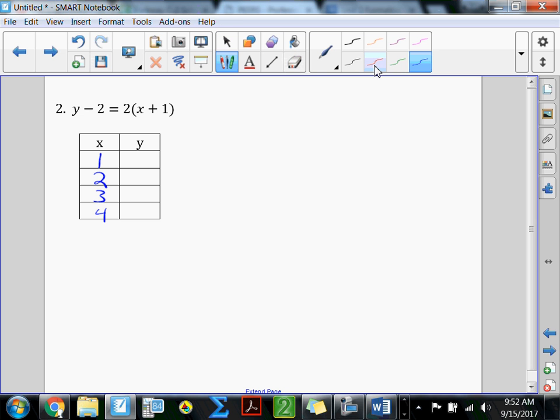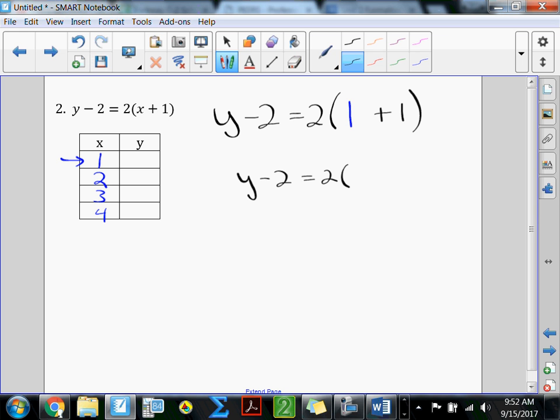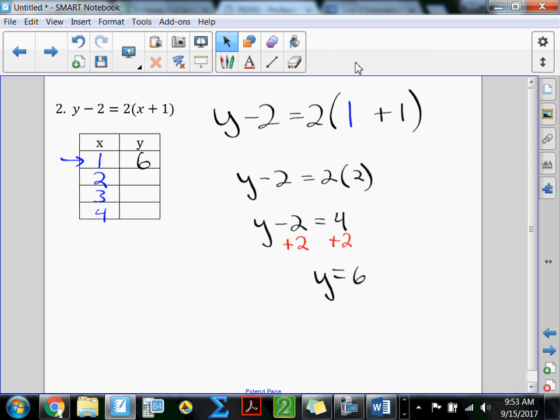If I kept the table how it was, y minus 2 equals 2 parentheses x plus 1. My x is 1 from my first spot in my table. And now I'd have to solve this equation. So y minus 2 equals 2 times 2. y minus 2 equals 4. I'm solving an equation. Add 2 on both sides. And y is equal to 6. So if I plug in 1, I'll get 6.